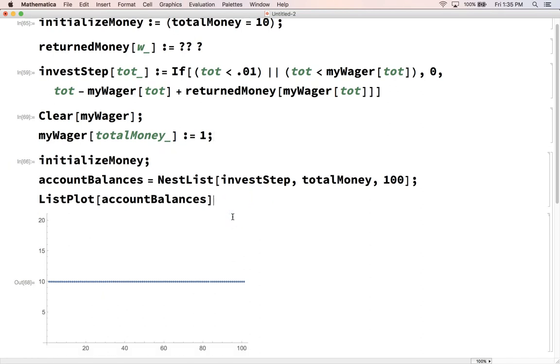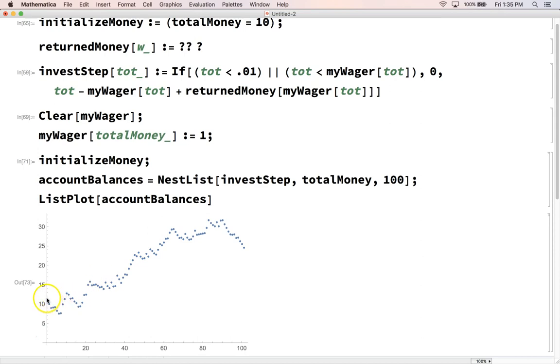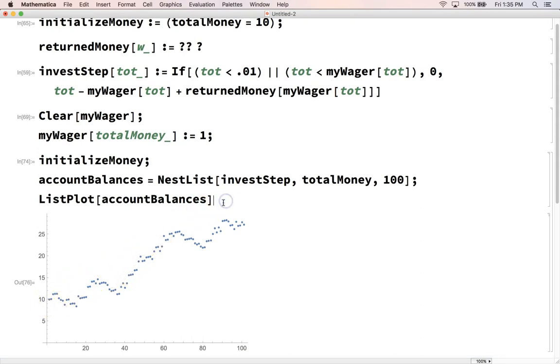Then I go down here to test it. Okay, so you can see that it's growing on average, even though sometimes it loses the entire dollar that was invested. Let me run it again. There's some randomness in my returned money function, so it's going to give me a different output, even though I have the same myWager function. So here we see that it continued growing.